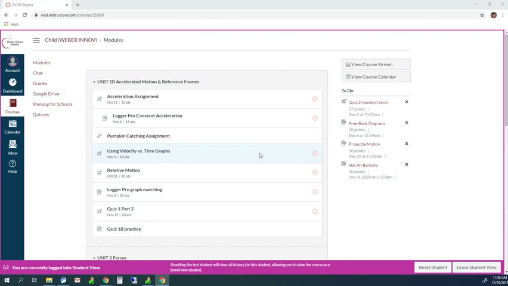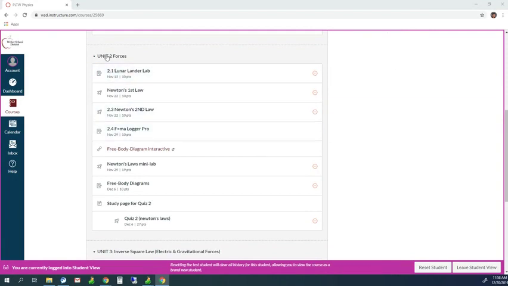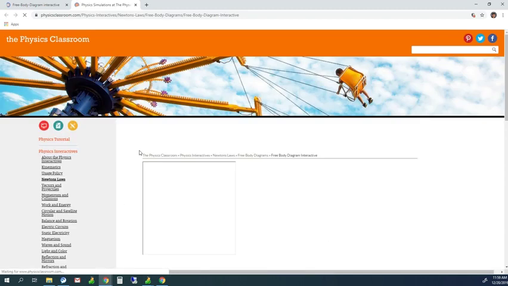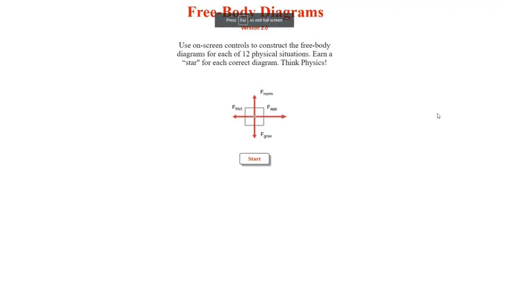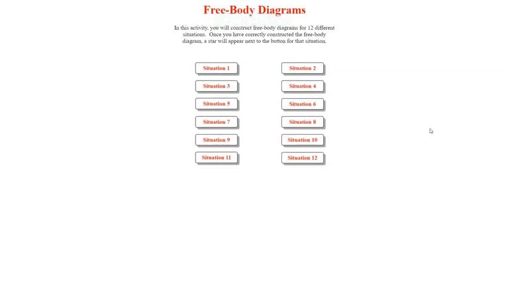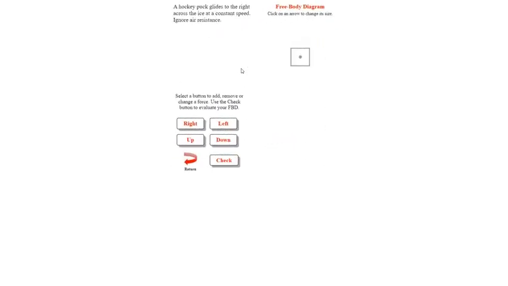When you do the free body diagrams, go ahead and go to Canvas and come down to Unit 2 Forces and just click on this link. This will link us to the free body diagrams. I'm going to go ahead and make this big so I can see it, and I'm going to go ahead and start. Okay, so let's just jump into the first situation here.